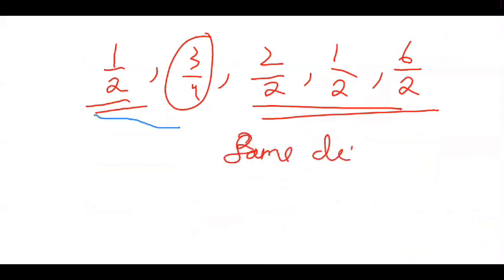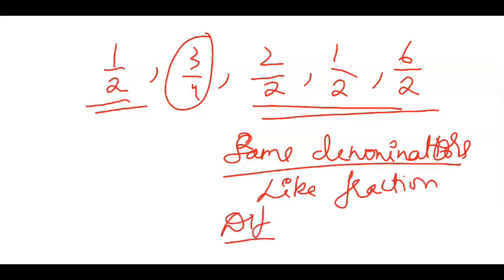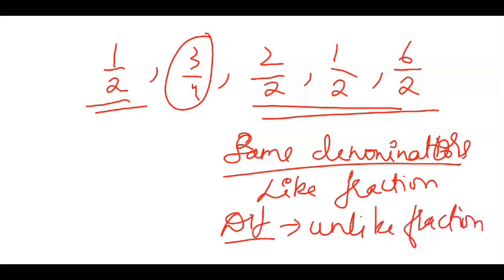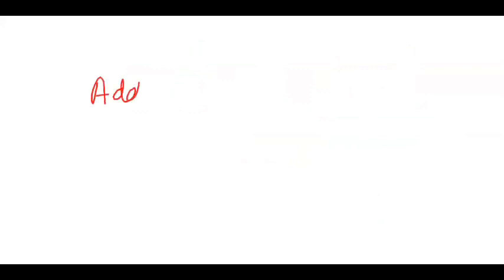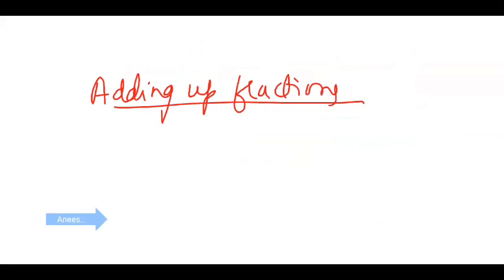What are the same denominators called, beta? If the fractions have the same denominators, then they are said to be like fractions, right? If the fractions have different denominators, then they are said to be unlike fractions. Fine. So this is what we have studied till here, and more. We had studied about adding fractions. If they have like denominators, then we can easily add. But if we have unlike denominators, then what do we have to do? We have to convert and then add, right, Anis?